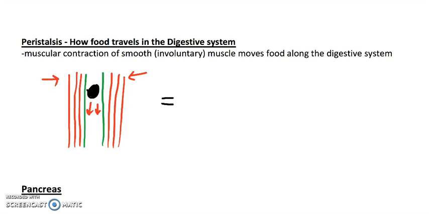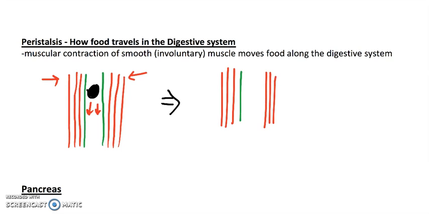So let's do a little time skip and let's see what we have. So here's my system of muscle. Here is the lumen of the intestine. Now my food traveled a bit farther. So now I'll have contractions at a different part. Make this go all the way down. And this is how food gets from one end to the other.